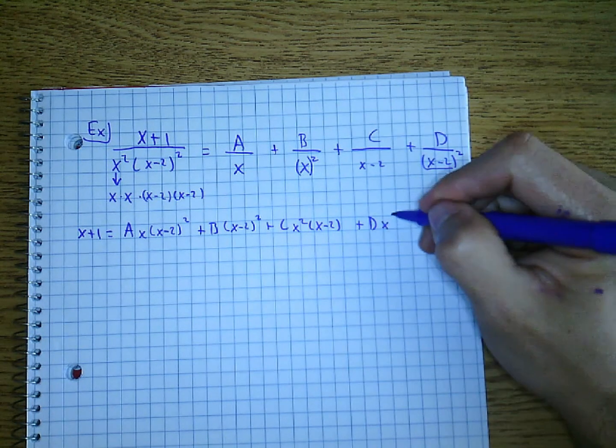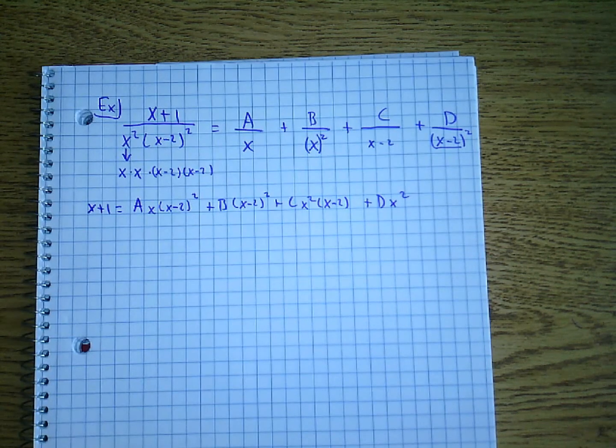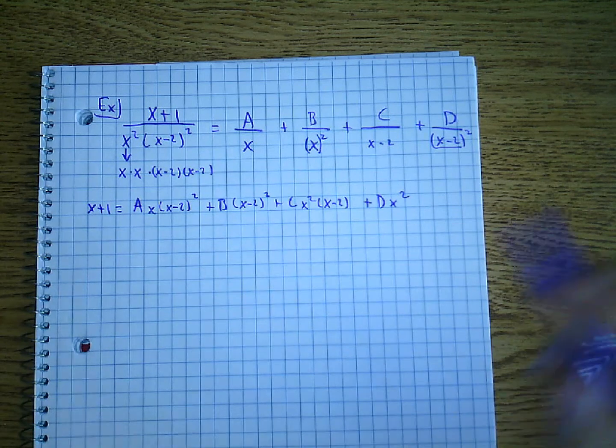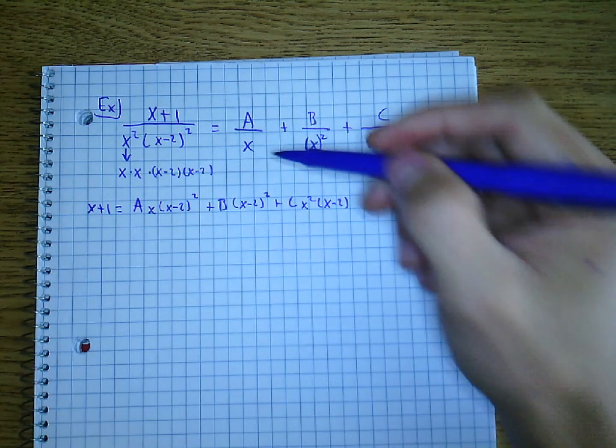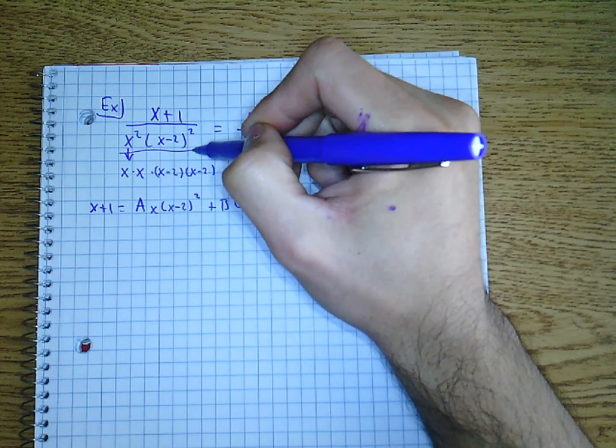Why didn't you put the x squareds on all of the other ones? Why is A only x, and then B doesn't even have an x value? Look, we want this fraction right here to have this denominator, right? So you already have one x. If you have another x, then you're going to have an x squared.